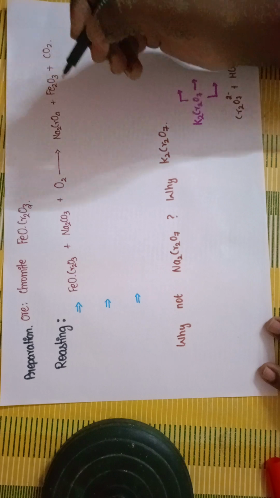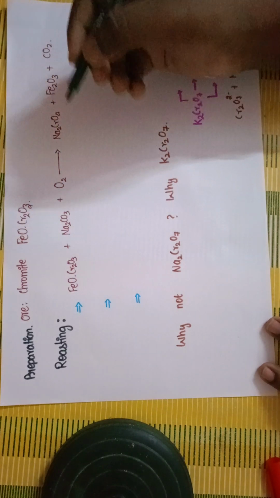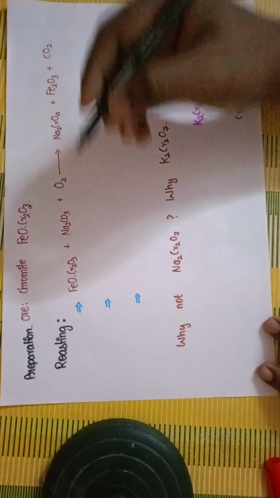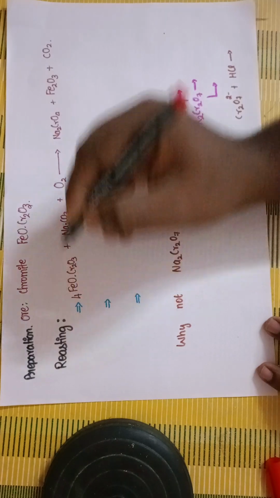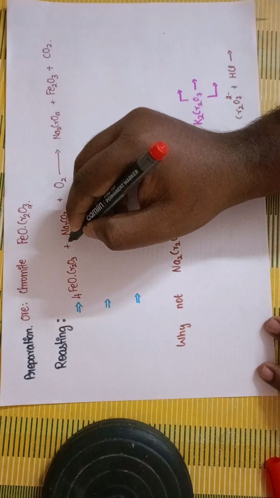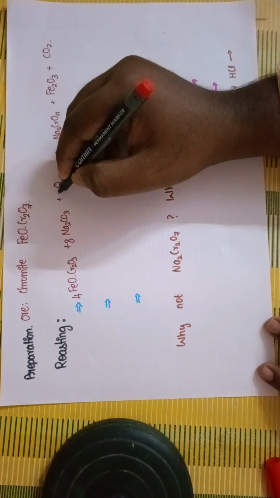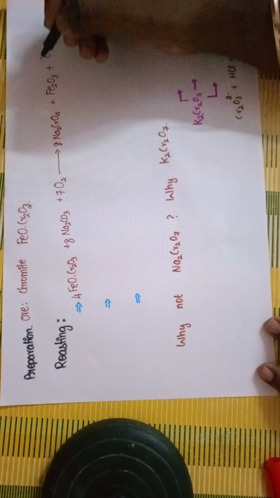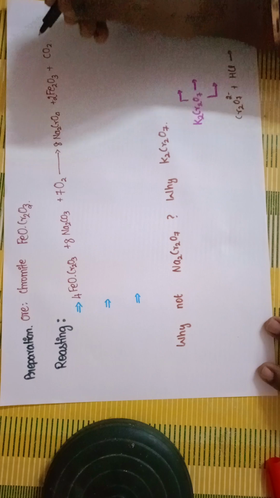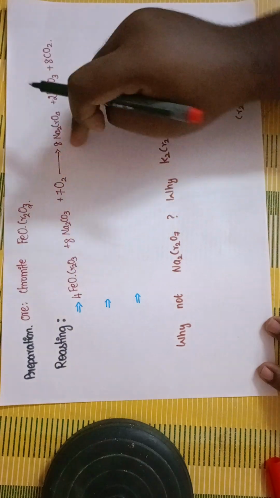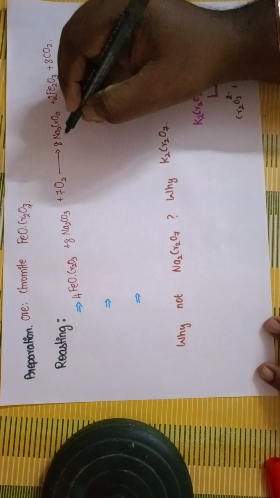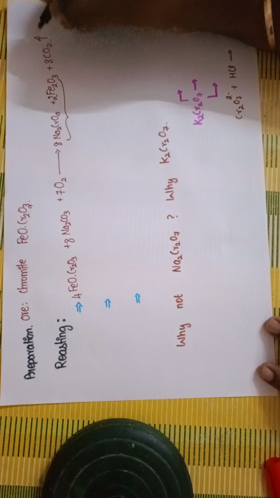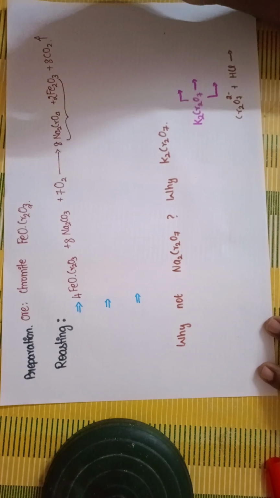To balance this, if you follow the normal method, you will get the answers. But it is very important to try to memorize the values: 4 chromite ore, 4 FeOCr2O3, 8 sodium carbonate, 7 oxygen molecules. So 4, 8, 7, and 8 sodium chromate. Here carbon dioxide is a gas. Once it forms, it will escape from the reaction.